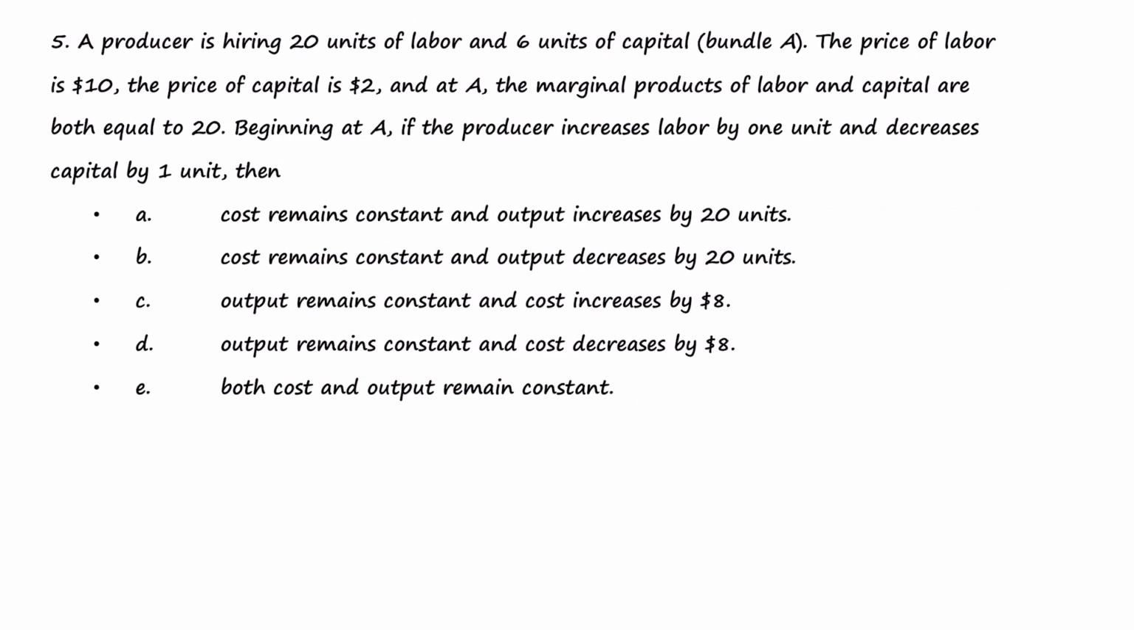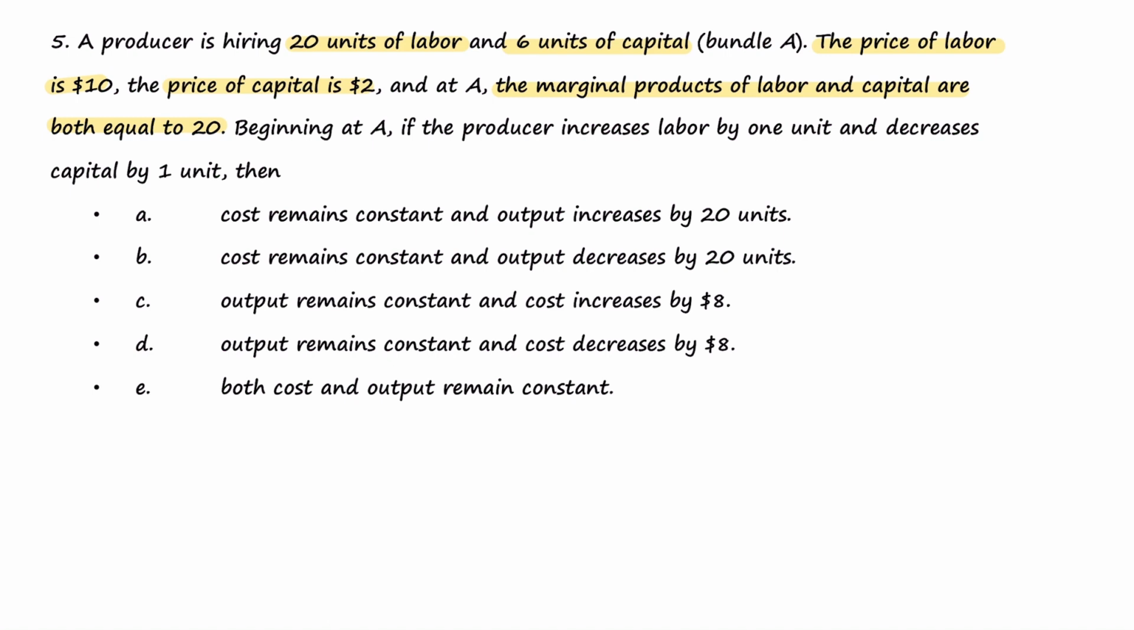So the first question says, if a producer is hiring 20 units of labor and 6 units of capital, which is bundle A, the price of labor is $10. The price of capital is $2, and at A, the marginal products of labor and capital are both equal to 20. Beginning at A, if the producer increases labor by 1 unit and decreases capital by 1 unit, then what will happen?